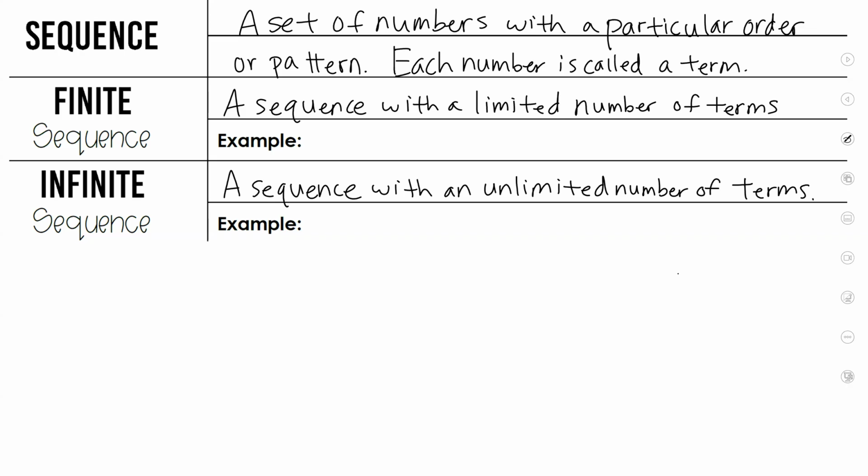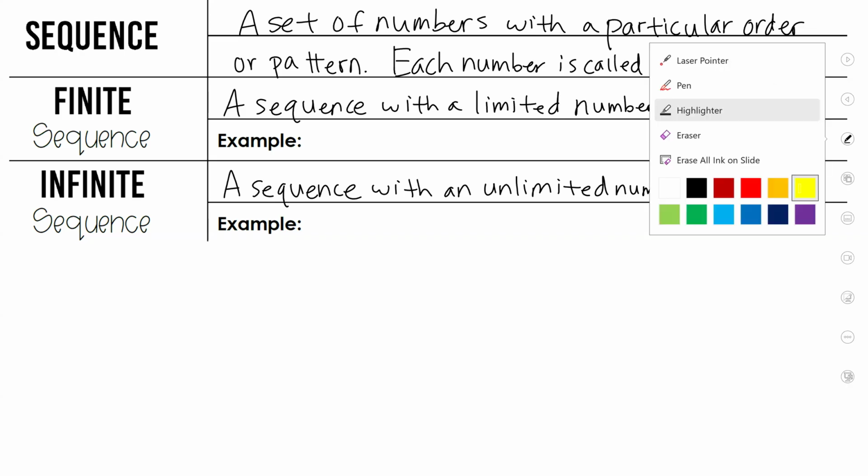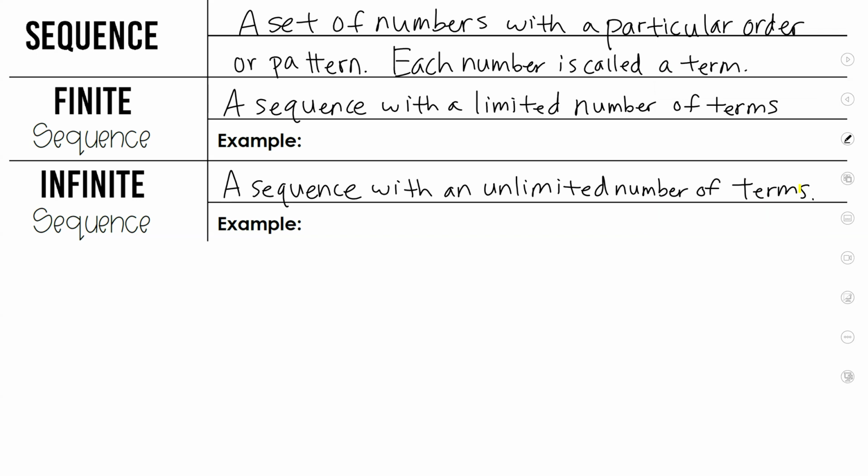Okay, so let's talk about sequences. A sequence is a set of numbers with a particular order. There is order to this. It's not just random. And each number in the sequence is called a term.